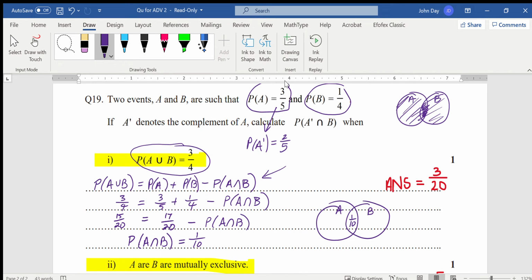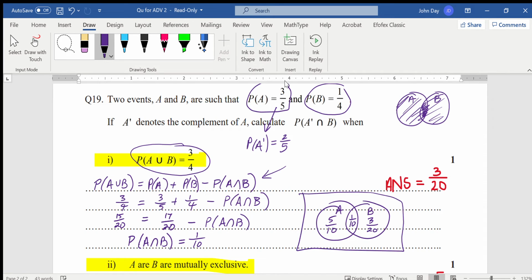The probability of B is a quarter. So say I make it out of 20, it's 5/20, but 2/20 is in the overlap, so it's 3/20 left there. So 3/20 plus 2/20 is 5/20, which is a quarter, which we've got in B altogether. And the probability of A is 3/5, so we make that tenths. The probability of A is 6/10, so we need 5/10 in there. So we can start to fill out a bit of a Venn diagram from that.